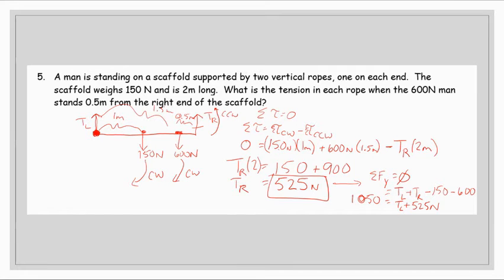Well, right there, I can look at that and go, okay, I know 1050 minus 525, so tension left also equals 525 newtons. So what did we do? We looked at the fact that our sum of torque equals 0, and we found a pivot point. We identified where our pivot point was going to be, and then we determined what our tension, or what our force, was based on where that pivot point was.